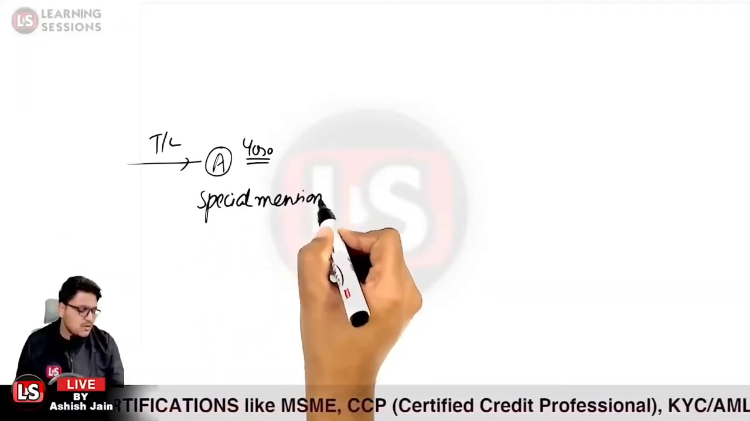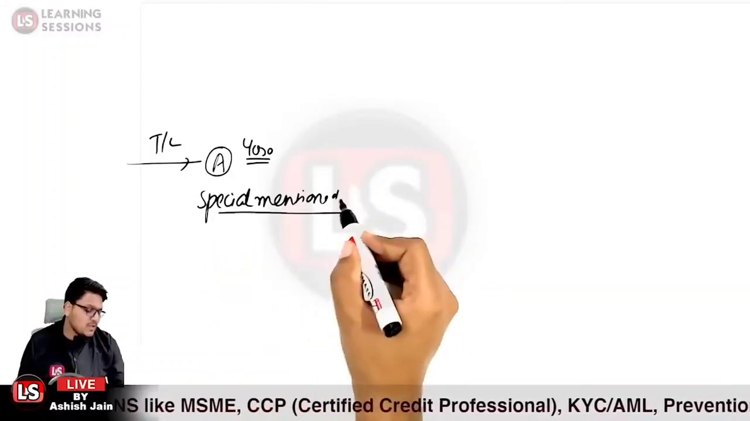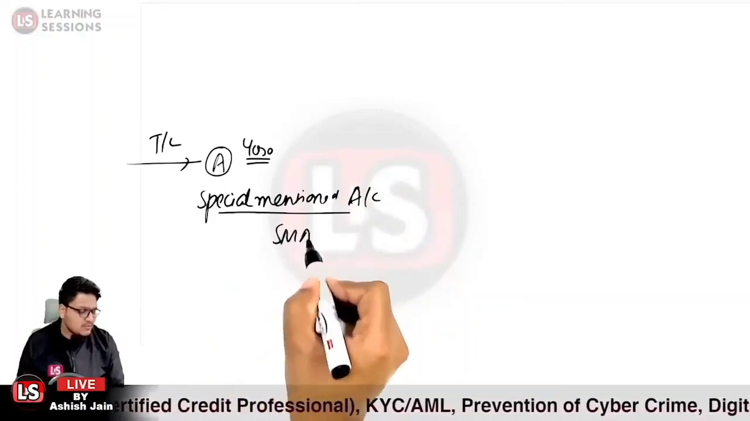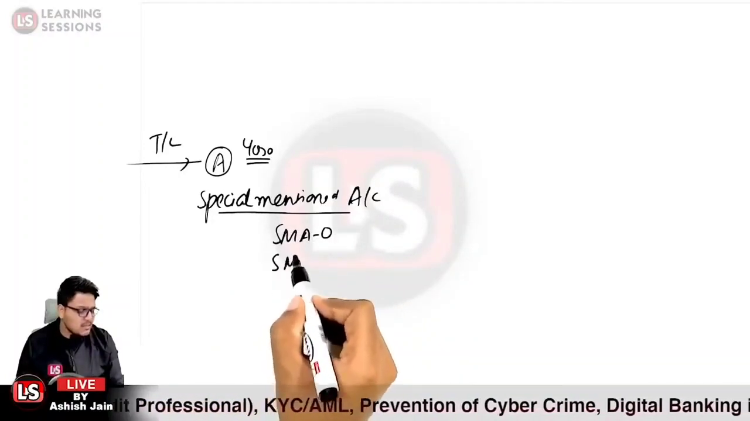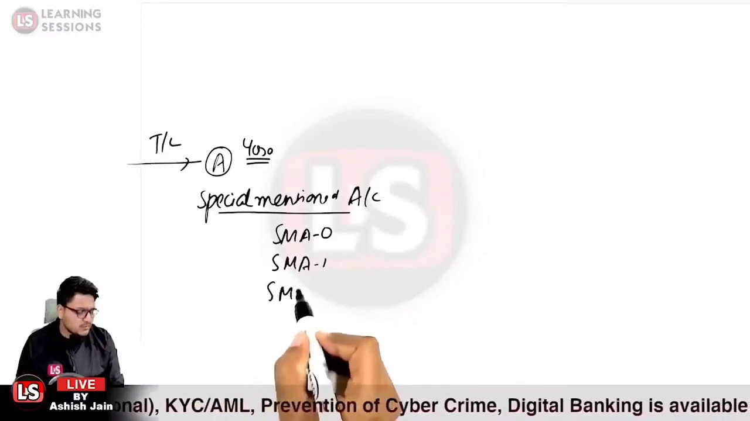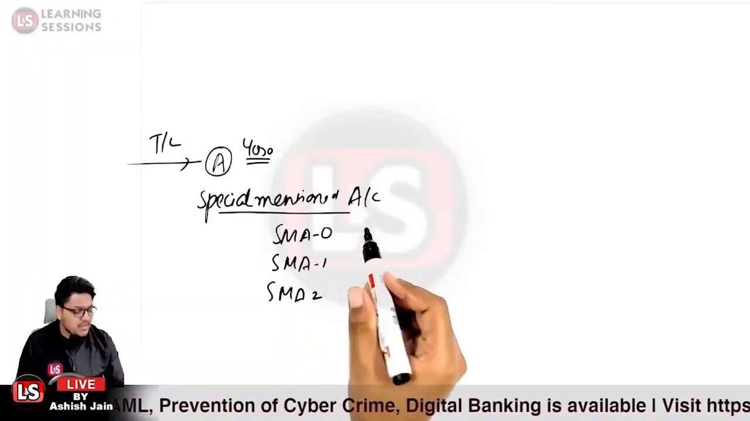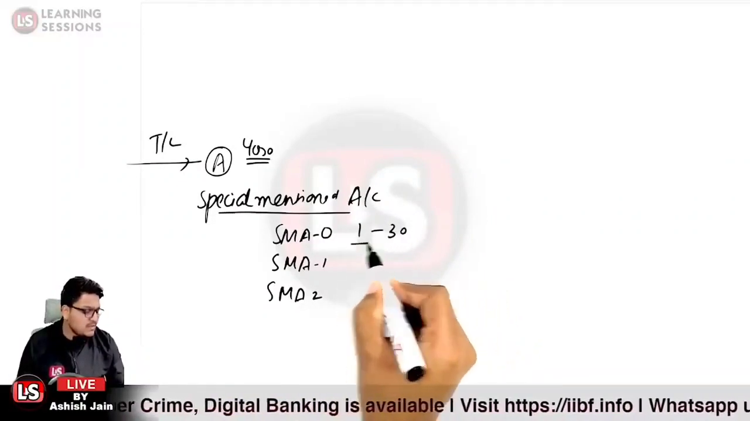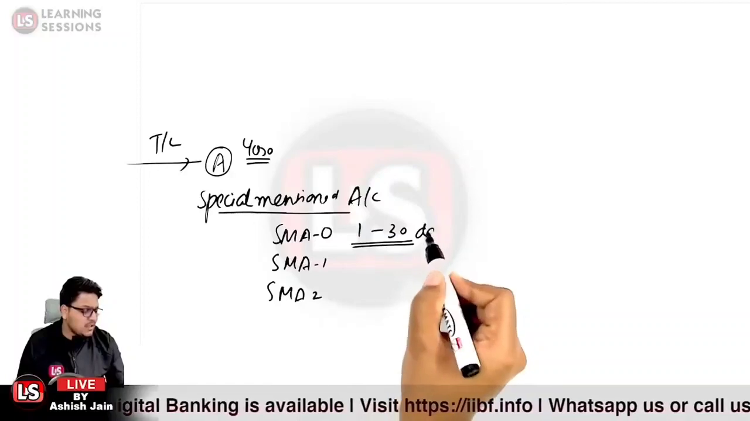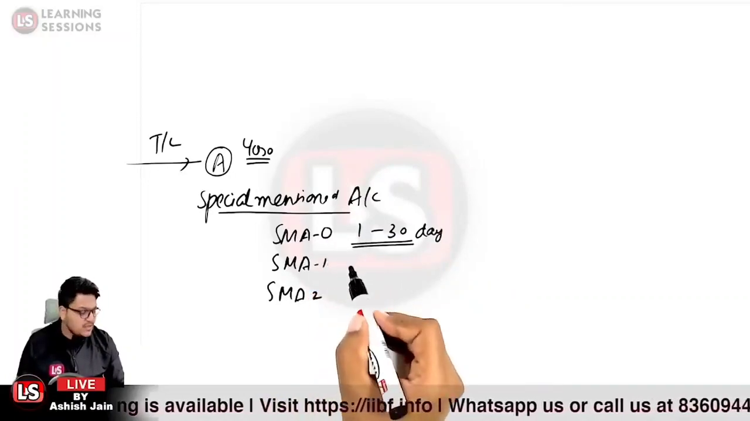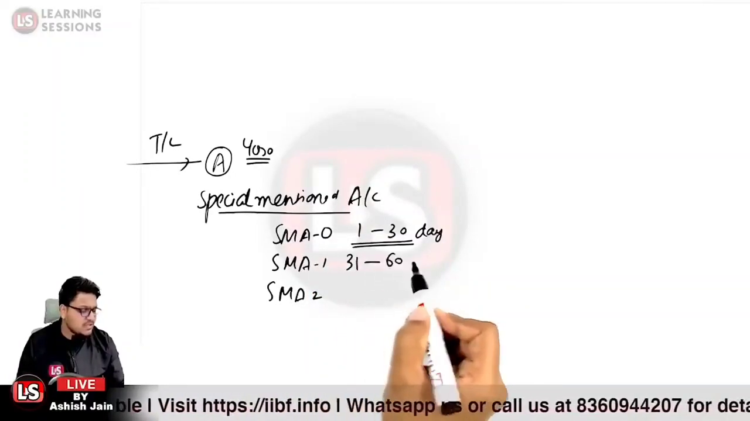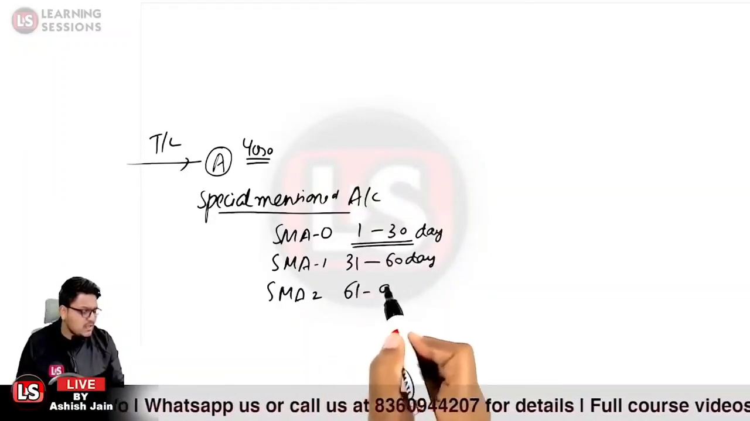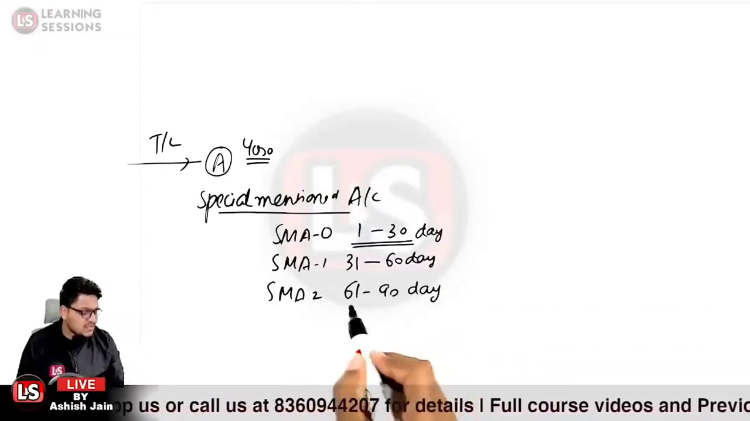Now the special mentioned account is further classified into 4 categories. It is SMA 0, SMA 1, SMA 2. Okay, now the SMA 0 category is related to when there is irregularity from 1 day to 30 days. When the irregularity is between 31 days to 60 days, it is SMA 1. And further, if the irregularity is between 61 to 90 days, in that particular case, it is SMA 2.